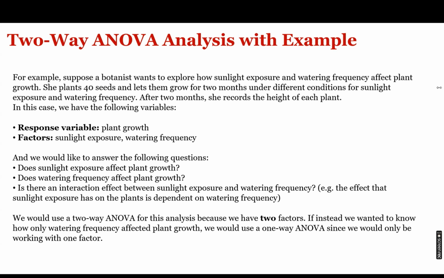In this case, we have the following variables. The response variable, that is the output variable, is of course plant growth, and the factors are sunlight exposure and watering frequency. So what do we have to prove? Does sunlight exposure alone affect plant growth better? Or does watering frequency alone affect plant growth better? Or does a combination of these two affect plant growth better? So there is more than one X, and also there is an interaction effect. That is the combination factor. That's why it is called a two-way ANOVA.